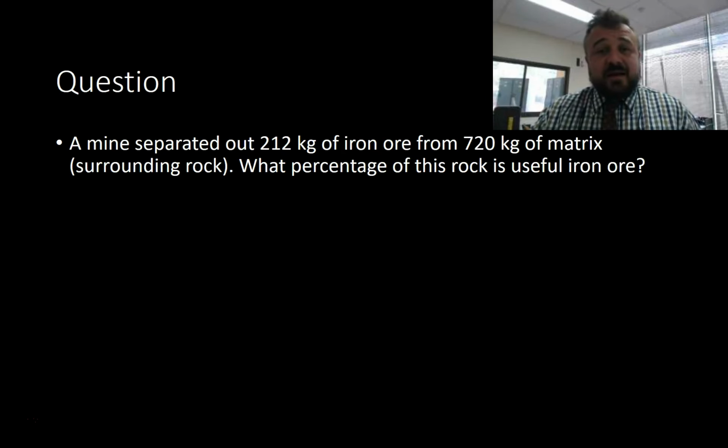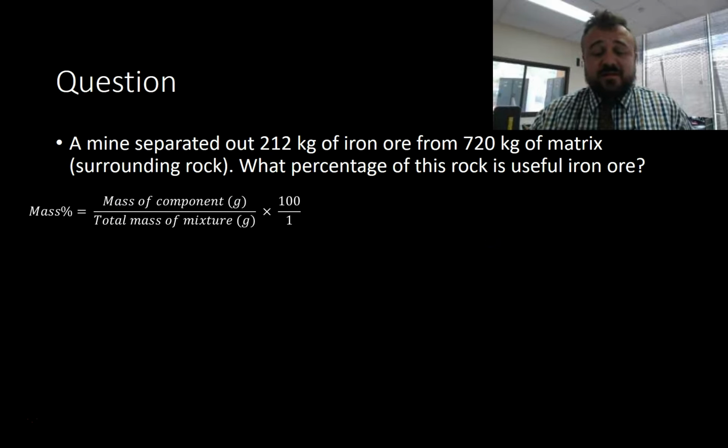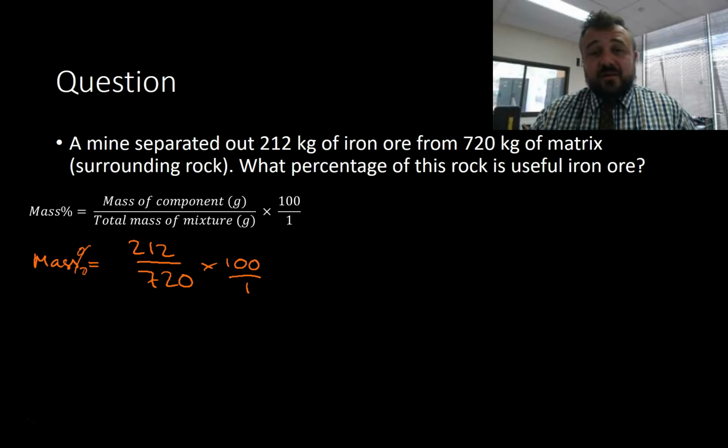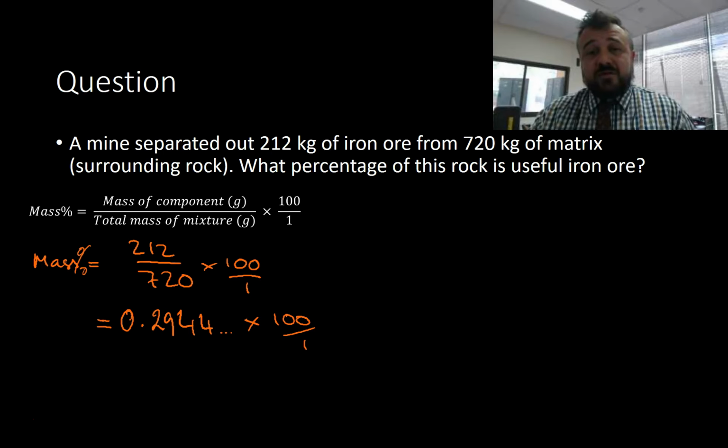So here's a question for us. At a mine they've separated out 212 kilograms of iron ore from 720 kilograms of rock. So what percentage of this rock is iron ore? Well, first we use the formula: mass of the component divided by mass of the total, multiplied by 100. So we pop our numbers into it: 212 divided by 720 times 100. And that gets us 0.29444 and so forth, times 100, which gets us 29.4%.